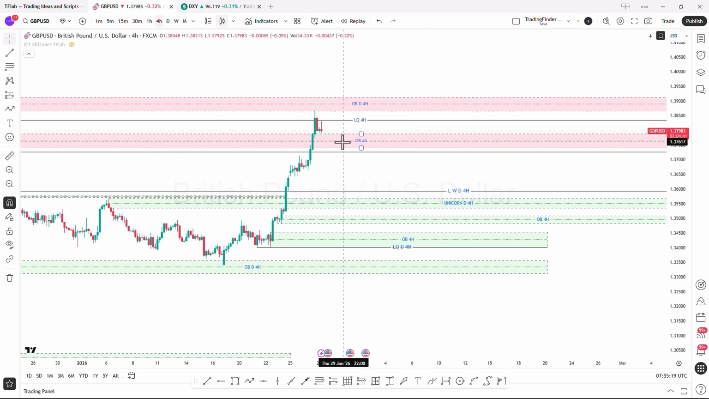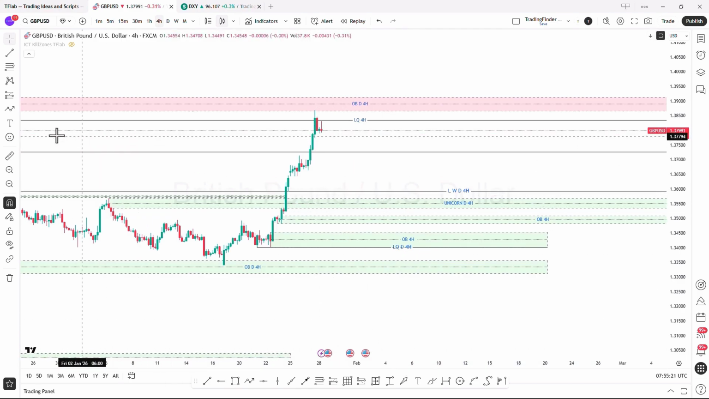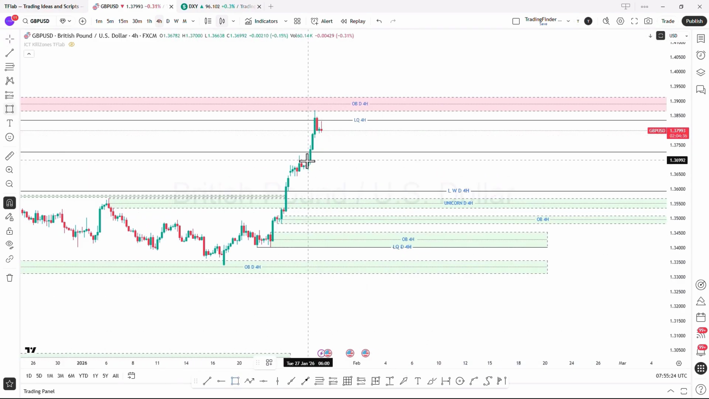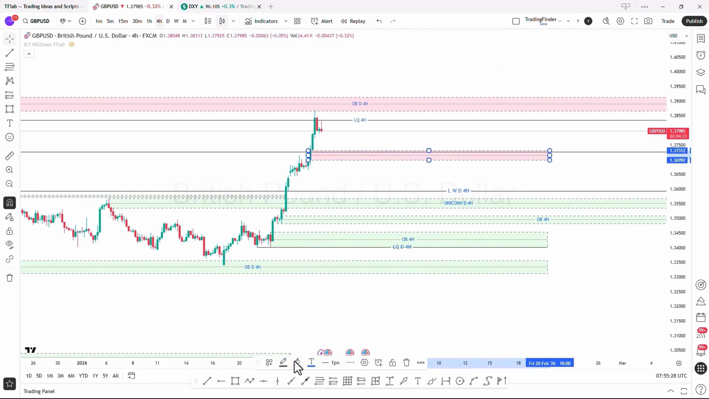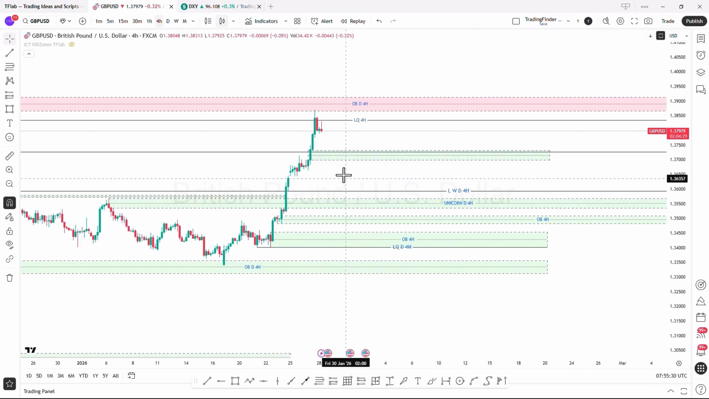However, if after a pullback it returns to the overbought and high potential zone, it can continue its bullish trend. Also, at the moment, a pin bar candlestick is forming, which could signal a short-term correction to the downside and enter the important level of 1.3728, which is an FVG zone.